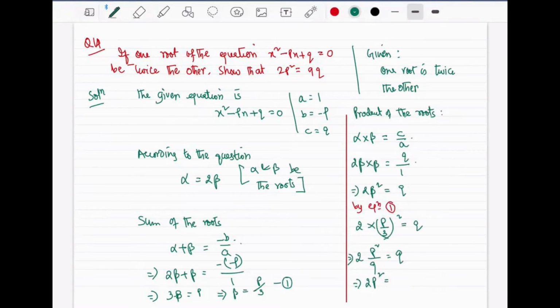Look at the steps very carefully. Where did we start? We started with the given that one root is twice the other. How do we put this? We take the roots to be alpha and beta, and we write alpha is equal to 2 beta. This is one of the questions that is asked in board exams, once or twice, I believe. So it's an important question.